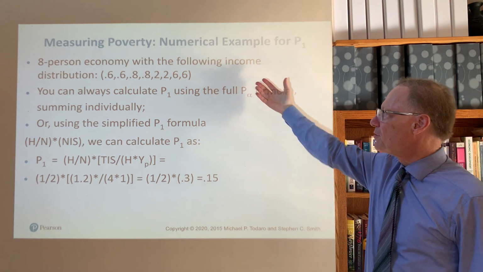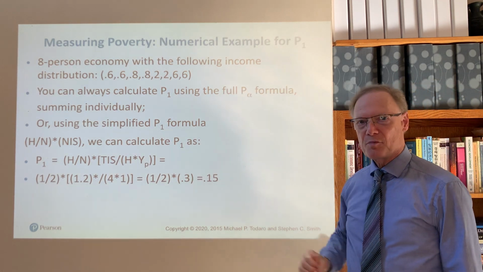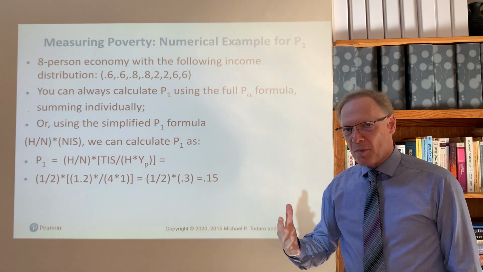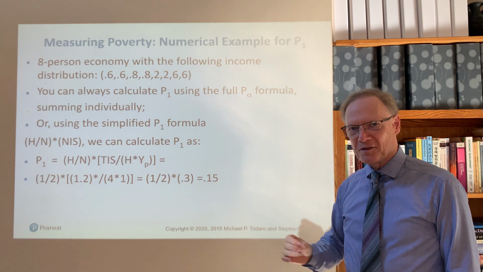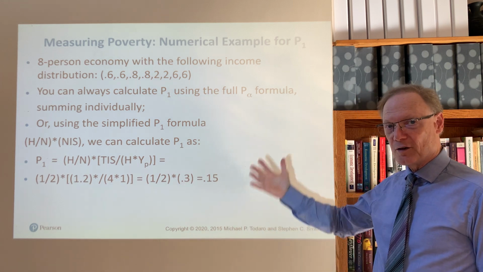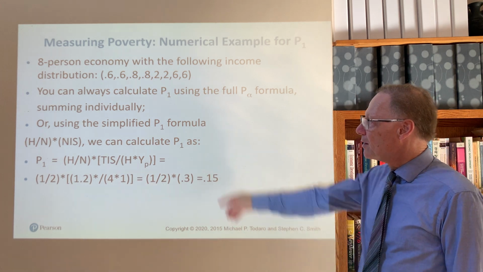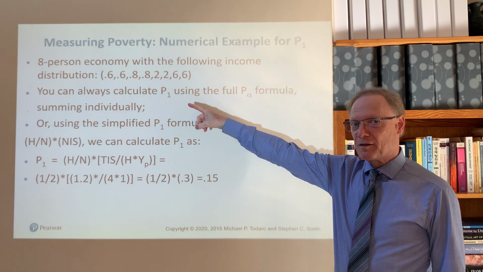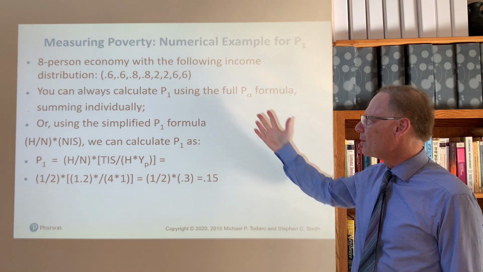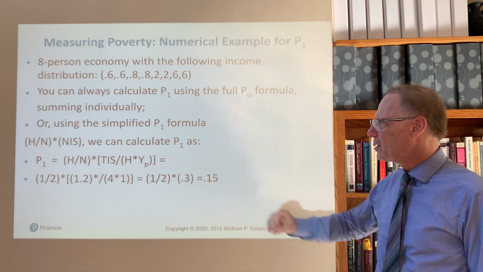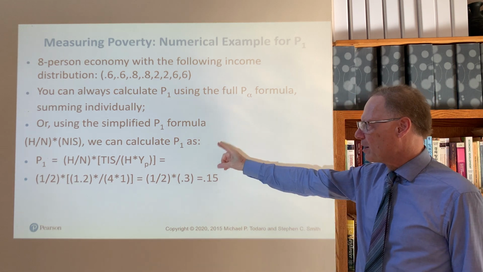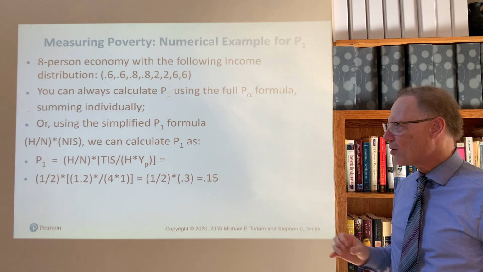More specifically, here's a particular example. We'll have an 8-person economy. Just for illustrative purposes, in order to look at poverty, one piece of information you absolutely need is the actual poverty line. We'll make things easy for this calculation and say it's 1. We have 2 people with 0.6 as their income, 2 at 0.8, 2 at 2, and 2 at 6. Again, you can always use the basic P alpha formula, but using the formula that we just expressed a moment ago, we can calculate P1 much more easily.